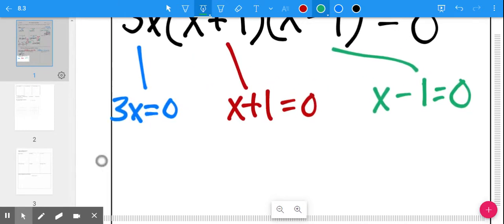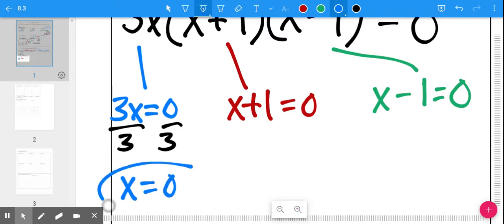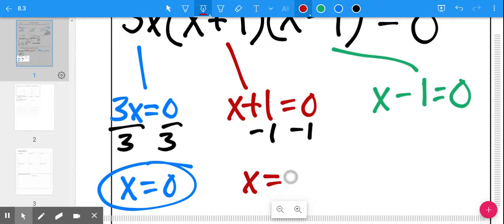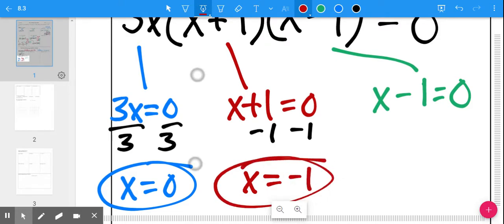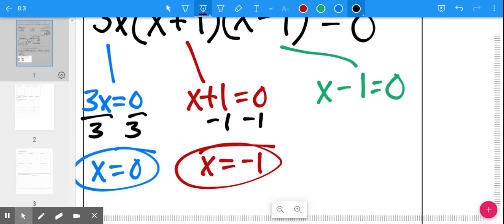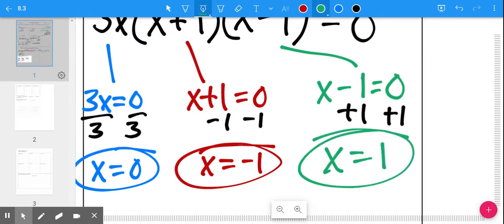So now we have to solve each of these. So in order to solve this first one, I divide by 3 because it says 3 times x, and I'm left with x equals 0. That's one solution. And then in the next one, I have x plus 1. The opposite of plus 1 is minus 1. So I have x equals 0 minus 1, which is negative 1. There's another solution. The last one, x minus 1. The opposite of minus 1 is add 1. So x equals 0 plus 1, which is 1. So those are the three solutions for this function.